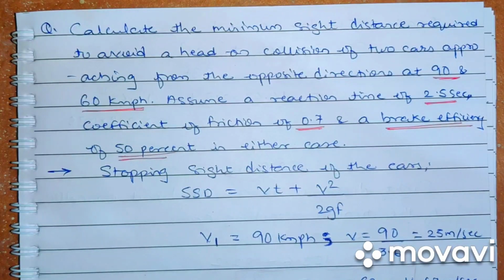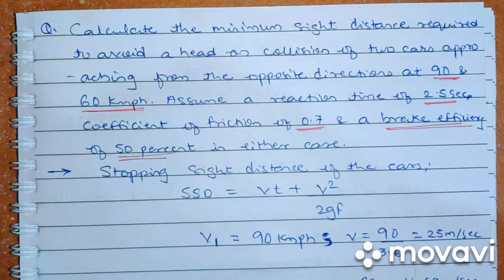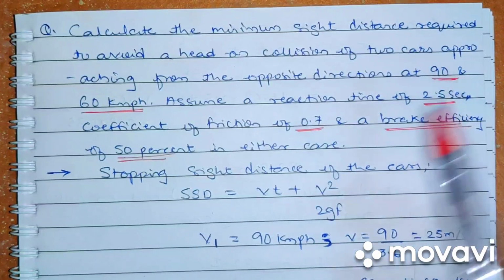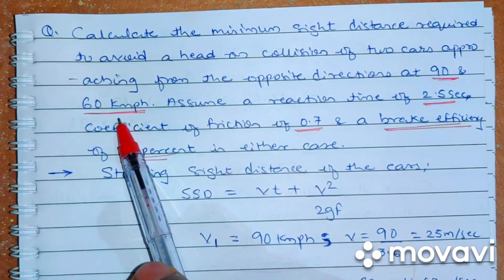Welcome to the second session on the numericals on the stopping sight distance. So we have the second numerical. The statement of the numerical is as follows. Calculate the minimum distance required to avoid a head-on collision of two cars approaching from the opposite directions at 90 and 60 kilometers per hour.